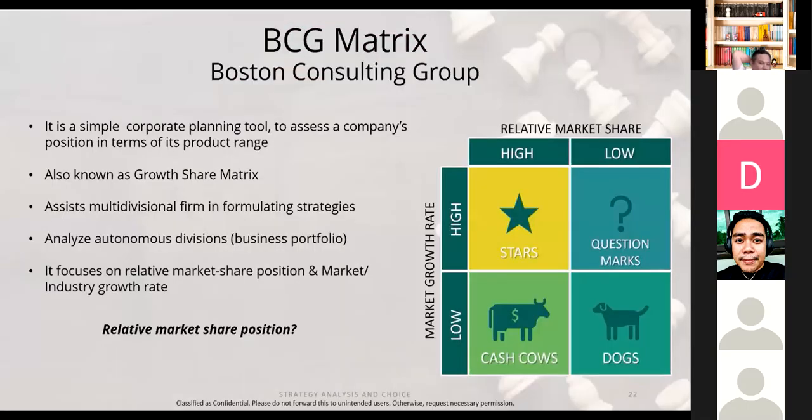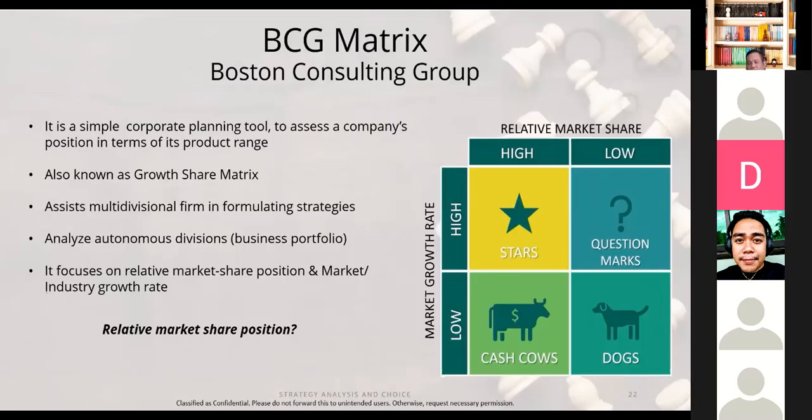The next tool that I'll be discussing is the BCG Matrix, or the Boston Consulting Group matrix. It is a simple corporate planning tool to assess a company's position in terms of its product range. It is also called the Growth Share Matrix. It assists a multi-divisional firm in formulating strategies. It analyzes autonomous divisions or the business portfolio. It focuses on relative market share position and industry growth rate.